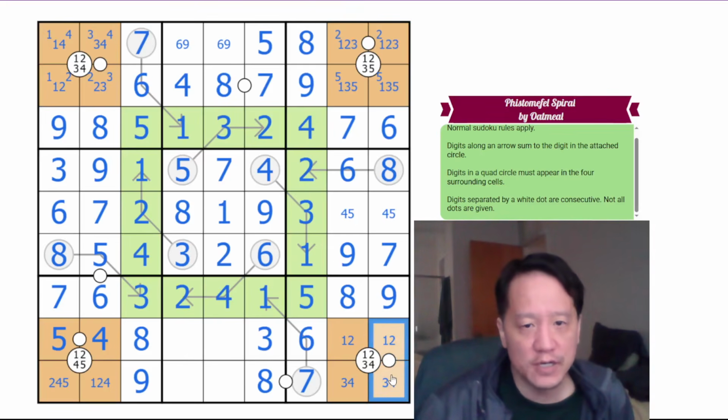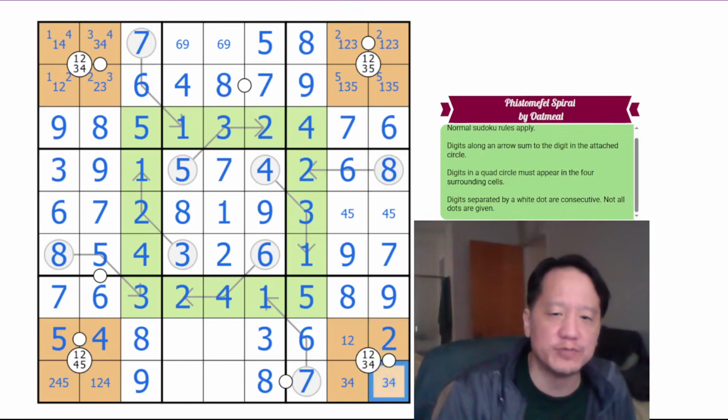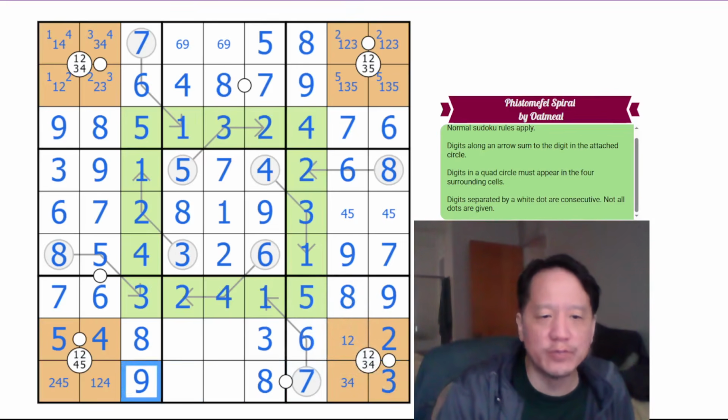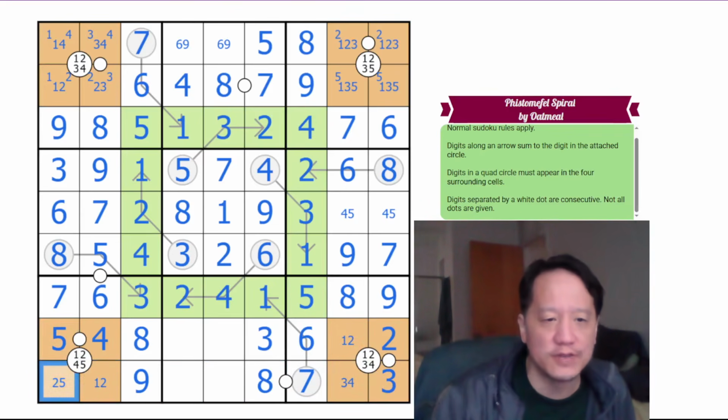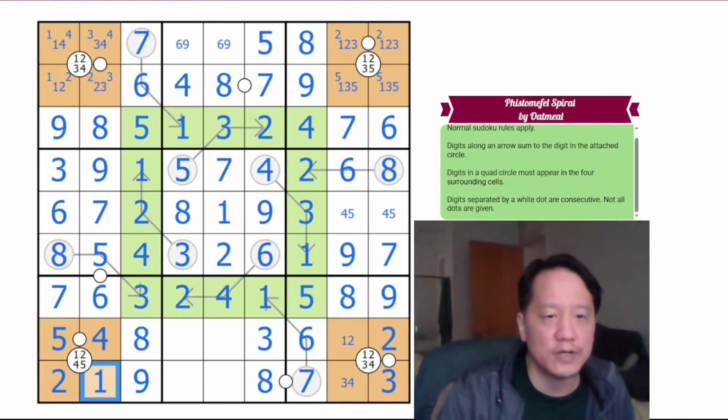Which digits are consecutive here, then? It has to be 3 and 2. Because 1 is not consecutive with 3 or 4. And 4 is not consecutive with 2 or 3, or 1 or 2. So therefore, this must be 2 and 3. That's 3 in the corner. We celebrate because we know we're close to solving this. This can't be 4 because of 4, and this can't be 5 because of 5 in the box. So this is 2, and this is 1.